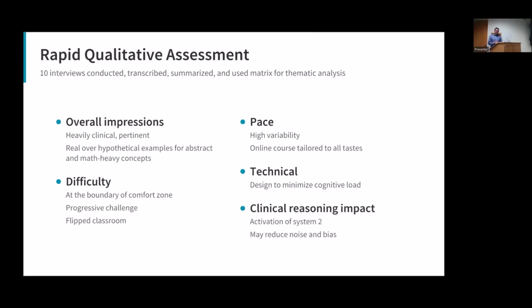And I really like some of the comments around the clinical reasoning impact, that it led them to stop and slow down, activate System 2, more deliberative thinking. A few of them commented that it may even reduce noise in decision-making and bias, as you stop and say, well, it's positive, but what does that mean? How positive is it? Do I need to think about this in the context of the patient and assess everything else that I know about the patient before moving forward with a decision?